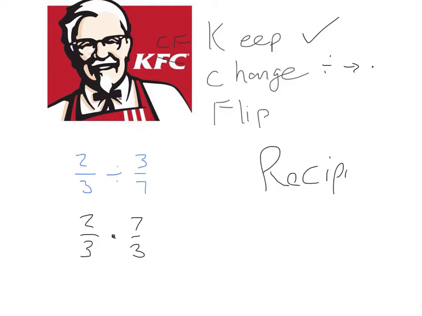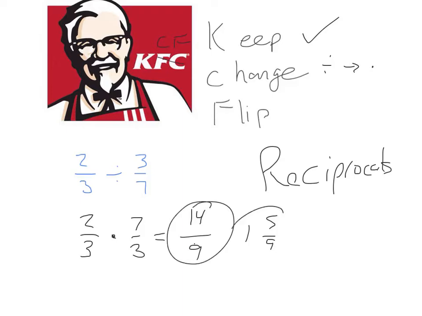Reciprocals. Now, can I multiply fractions? Yes, I can, because I'm smart and so are you. And so let's do that. 2 times 7 is 14. 3 times 3 is, of course, 9. And you could leave your answer as such if you wanted. But if you didn't want to, you could make it 9 and 5, 1 and 5 ninths. And there you go. Either that or that.